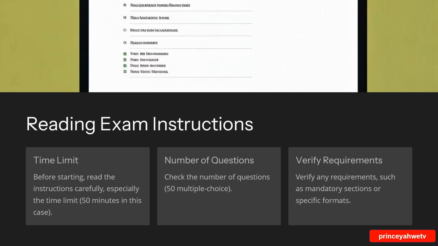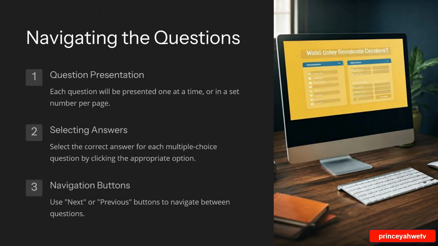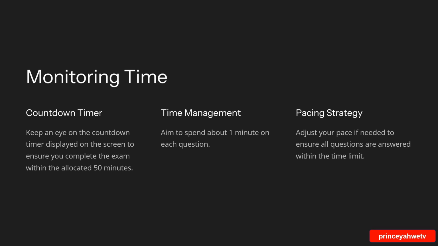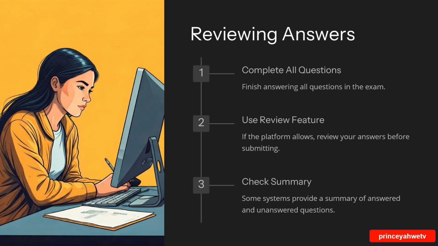Access the exam portal. Log in to the examination platform or learning management system, LMS, using your username and password. Navigate to the exams or assessment section. Find the scheduled exam, titled, e.g., midterm ICT exam. Read instructions. Before starting, read the instructions carefully, especially the time limit, 50 minutes in this case, and the number of questions, 50 multiple choice. Verify any requirements, such as mandatory sections or specific formats.